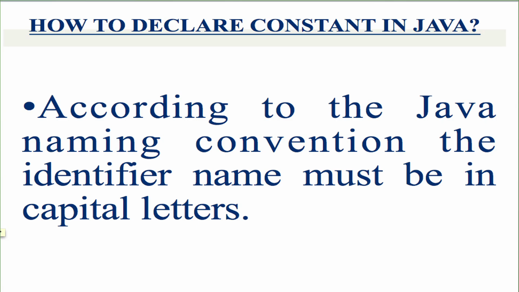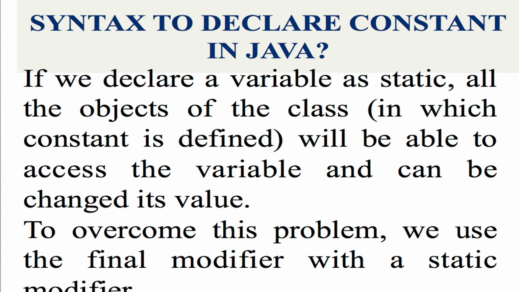Now the syntax to declare the constant in Java. If we declare a variable as static, all the objects of the class will be able to access the variable and can change its value. Suppose we have declared any variable as static type only. Then a single copy of that static variable will be shared by all the instances of that object, and everywhere we can use the same variable. But if in any one class we change the value of the variable, then it will be reflected in all classes. So this is the problem in case of static.